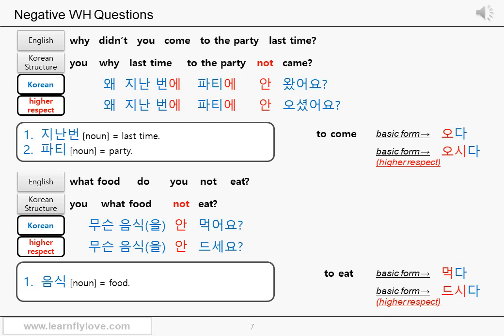Yes, you can add an object particle 을. 무슨 음식을 안 먹어요? The higher respect form of the verb eat is 드시다. 무슨 음식을 안 드셔요? 무슨 음식 안 드셔요? Or 무슨 음식 안 드세요? With the 세 sound, which is more commonly used. 무슨 음식 안 드세요? 무슨 음식을 안 드세요? Do you feel it's getting comfortable with the Korean language?